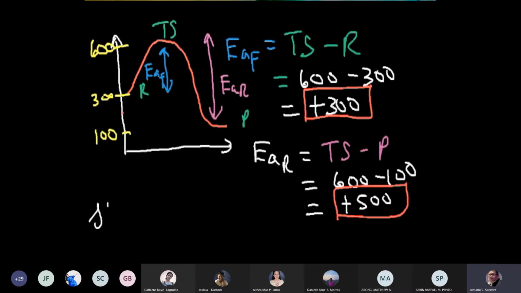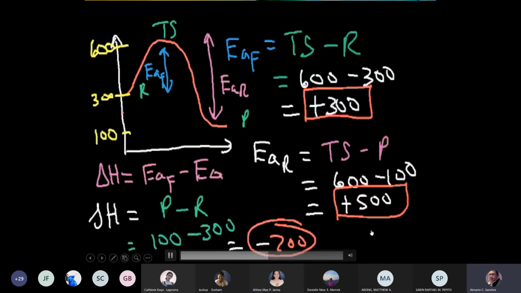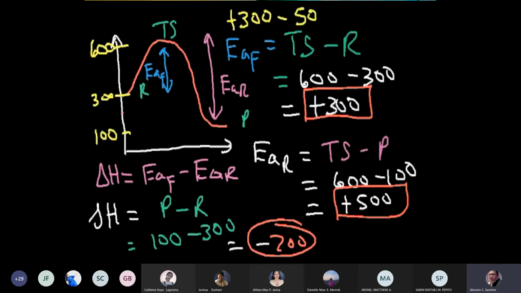Now, if we wish to calculate the enthalpy of the reaction, it's the products minus the reactants. So the products have a value of 100, and the reactants is 300. So because the products are lower in energy, it's going to be negative 200. That's the enthalpy of the reaction. So notice that the enthalpy of the reaction is also the forward activation energy minus the reverse activation energy. The forward activation energy is positive 300. The reverse is 500. If we subtract these two, we're going to get the enthalpy of the reaction, which is negative 200, which is the same as this one.